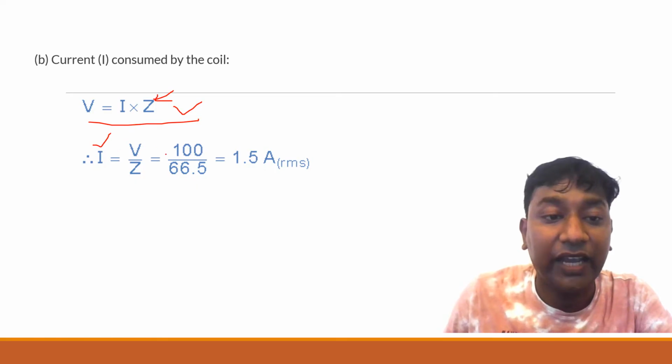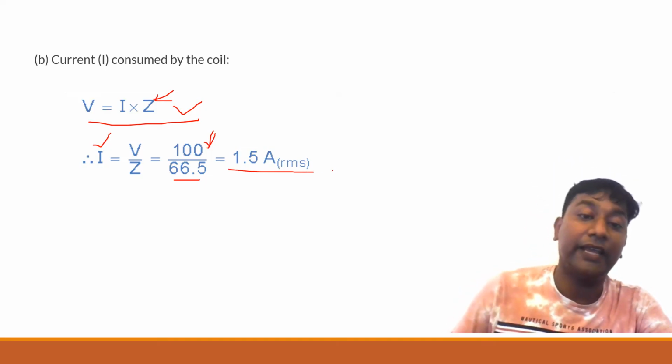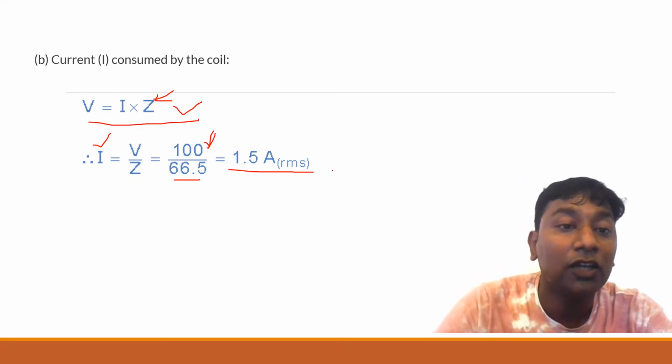Current I equals V by Z. So what is V? V means 100. That is VRMS. And Z is 66. So the answer is 1.5 ampere RMS. So that is the current consumed by the coil.